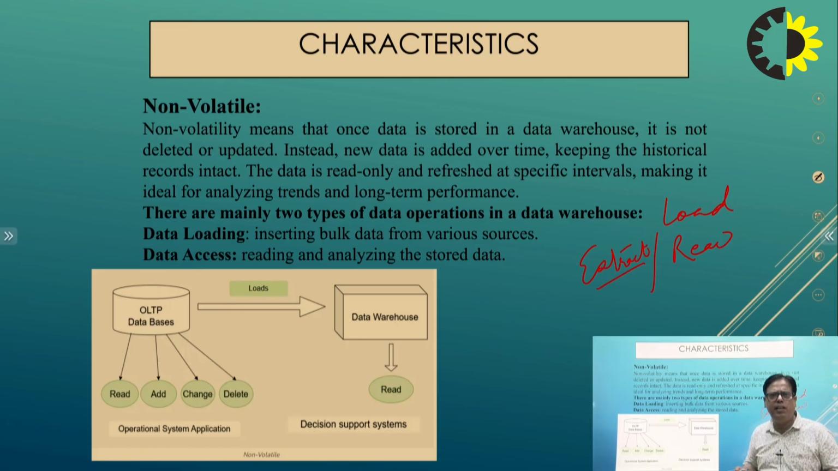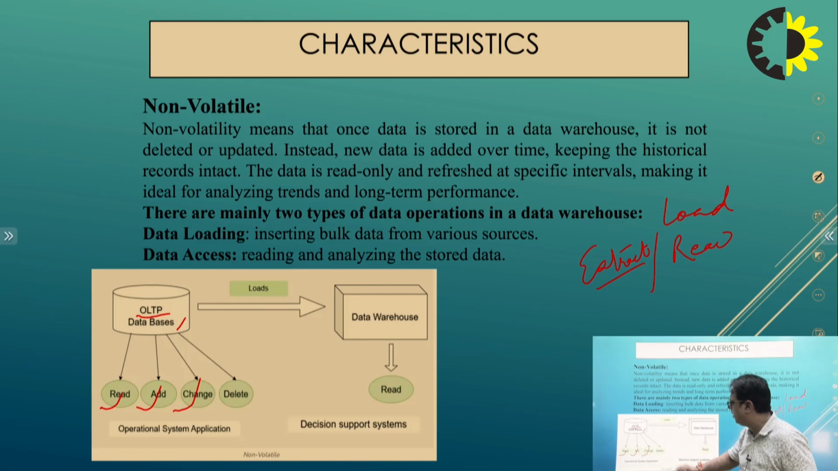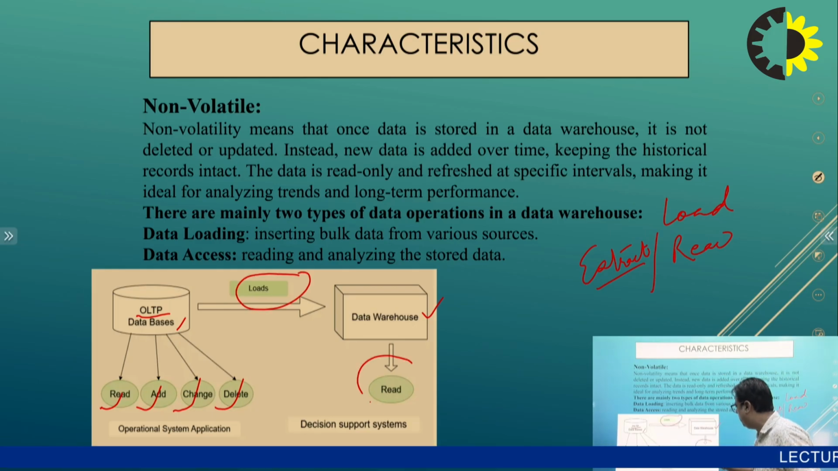There is no updation, no deletion, no change operations allowed in a data warehouse. This is an example of non-volatile. This is OLTP, online transaction processing, like a database management system. Read operations may be performed in a database, add operations may be performed, updation and alteration may be performed, and deletion operations may be performed in the database. But in a data warehouse, only two operations are performed. First one is load and second one is read and extract.